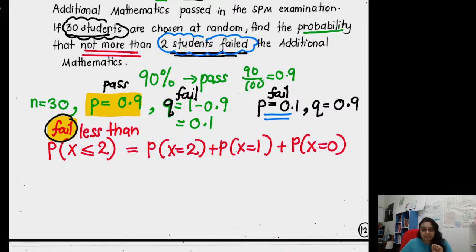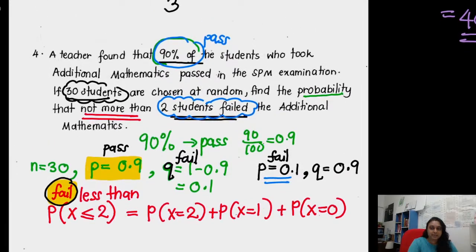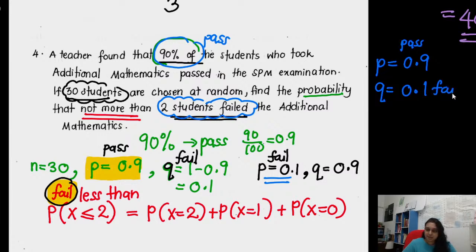We know 90% is for pass, correct? So when I write my P, bila cikgu tulis P kan, my probability of success, sebab pass kan, kita ingat dia ialah success. So kita tulislah 0.9. But our Q, our fail, is how many? 0.1. How teacher get 0.1? Because 1 minus 0.9, 1 tolak 0.9. This is pass. This is fail.